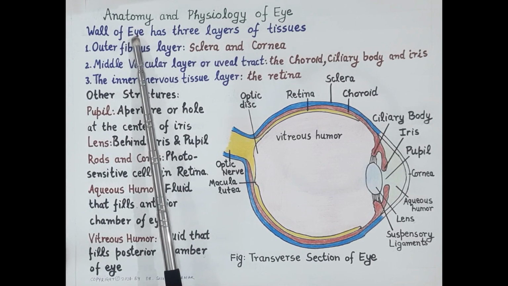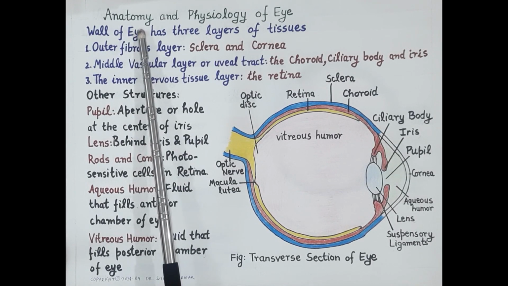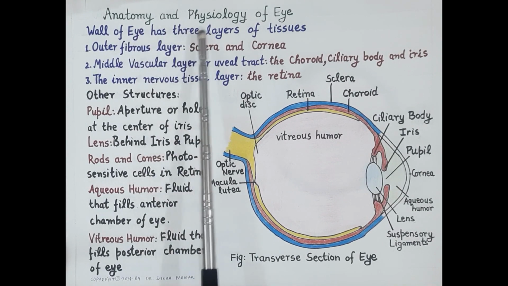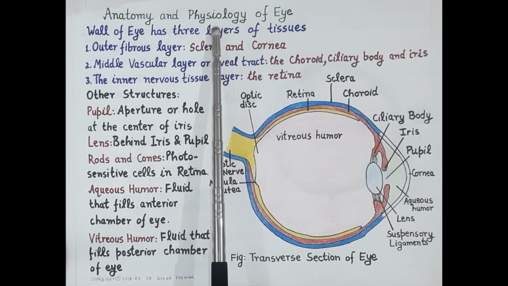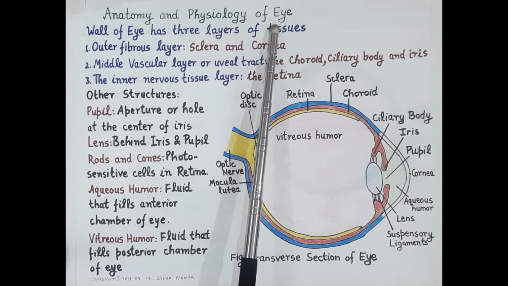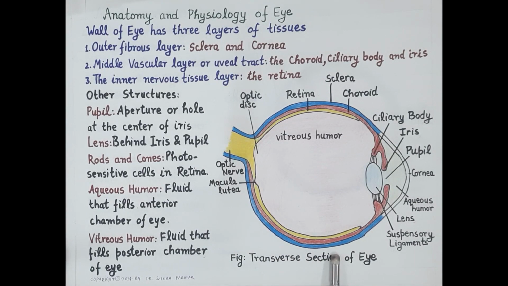Hello students, in today's video we are going to study the anatomy or structure of the eye. We will also study the physiology or the functions of the eye, that is, how do we see. Now as we all know, the eye is a sense organ, it is an organ of sight. So look at this structure.